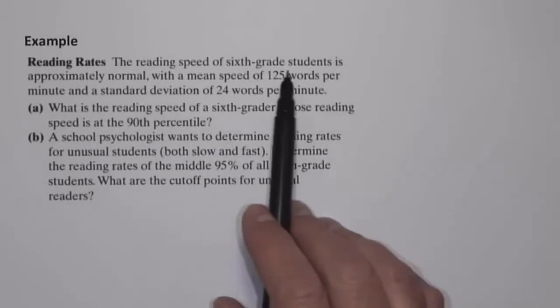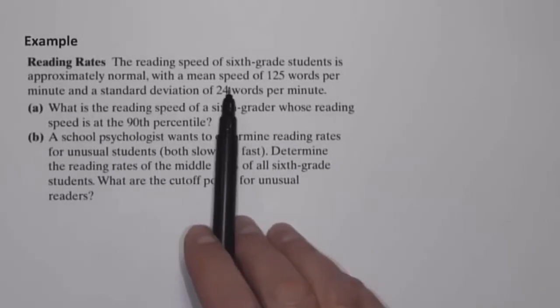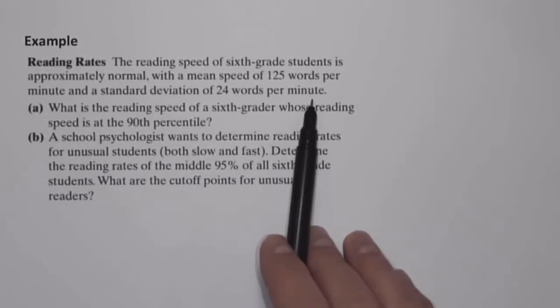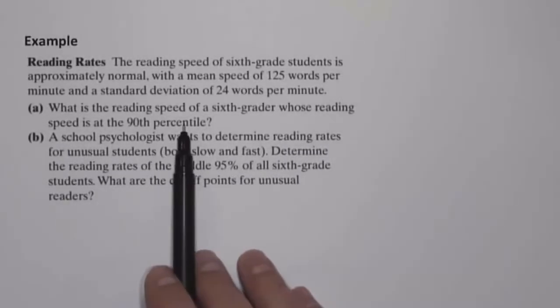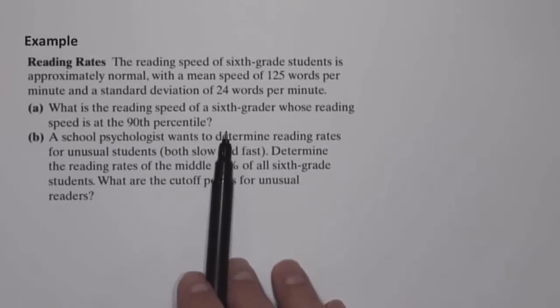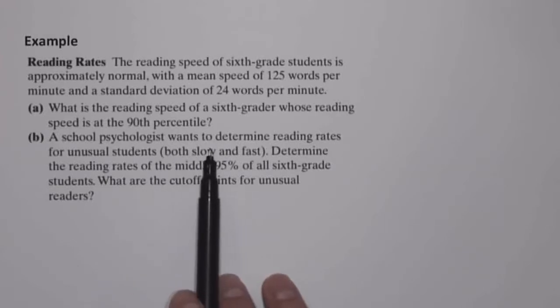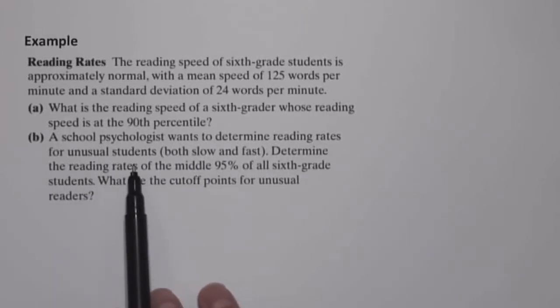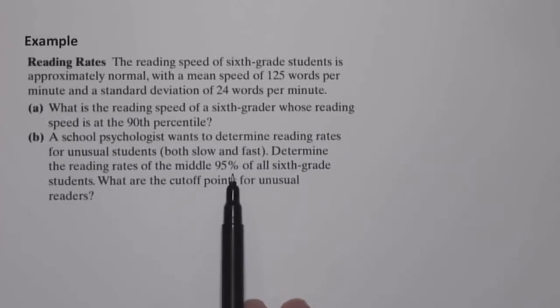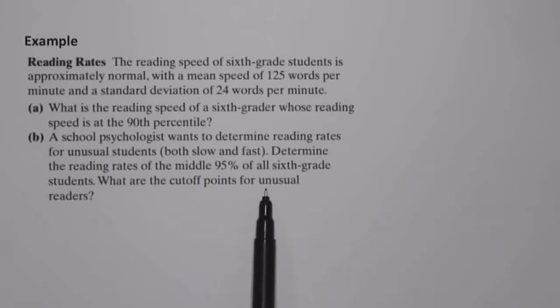The reading speeds of 6th grade students is approximately normal with a mean of 125 words per minute and a standard deviation of 24 words per minute. What is the reading speed of a 6th grader whose reading speed is at the 90th percentile? A school psychologist wants to determine the reading rates for unusual students, both slow and fast. Determine the reading rates of the middle 95% of all 6th grade students. What are the cutoff points for unusual readers?